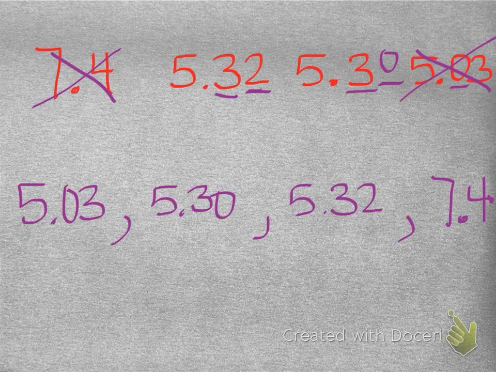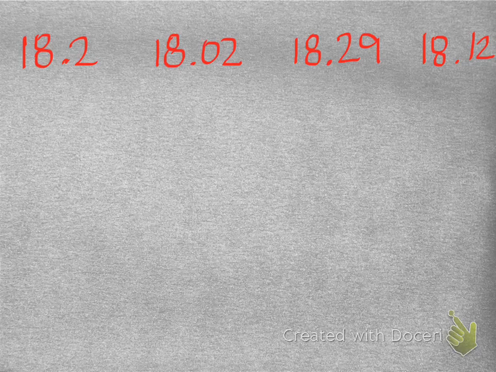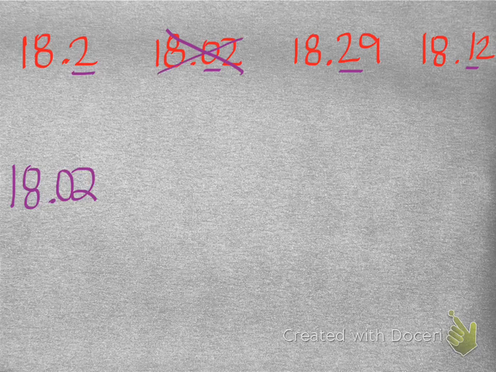How fun is that? Let's try this next one. You'll notice in the whole numbers, we have 18 all the time. So I now have to go to the tenths place. I see a 2, a 0, a 2, and a 1. Well, right away I saw a 0, so I'm going to put that one first, 18.02. Cross out. Then I saw 1 in the tenths place, so I'm going to put 18.12. Oopsies. Get rid of that.